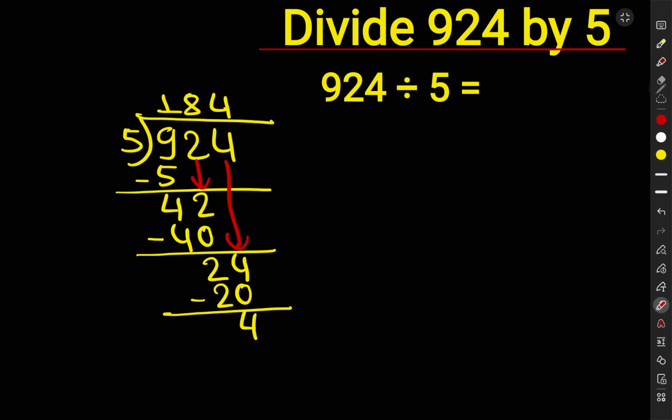So now we have no other number to put down. So we take a decimal here, so that we put 0. So it is 40 and 5 times 8 is 40. On subtracting we get 0.